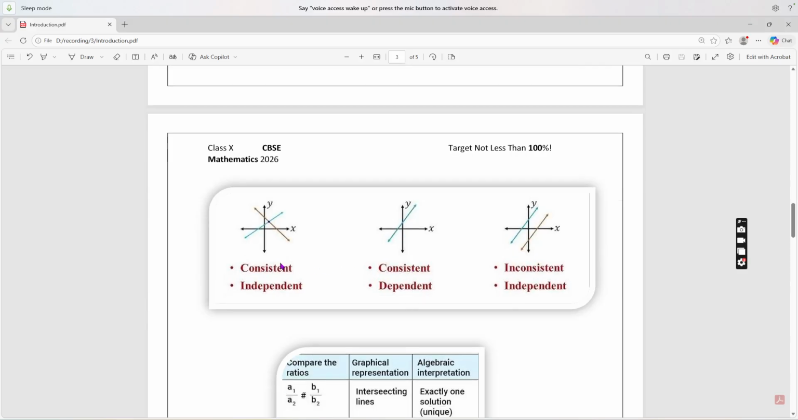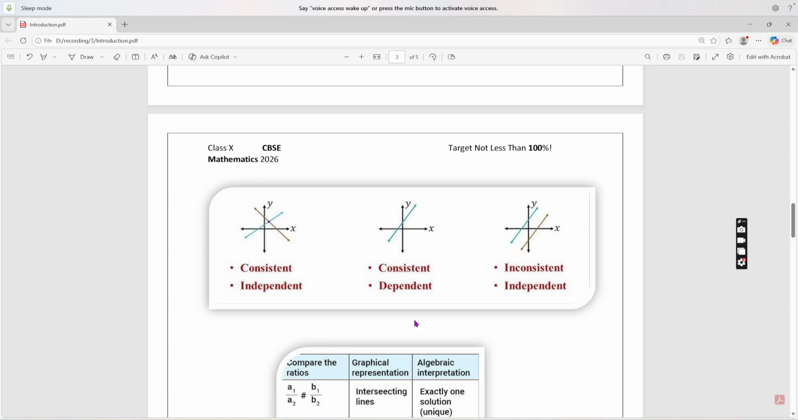Now, four things we will see in this. There are basically 12 phrases which we have to learn or understand in full detail. Number one is a set of four words. What is the first set? Unique solution, intersecting lines, consistent, independent. These four words come under this diagram.